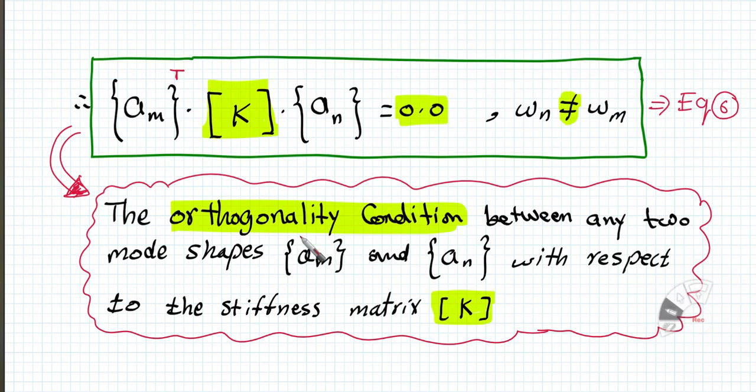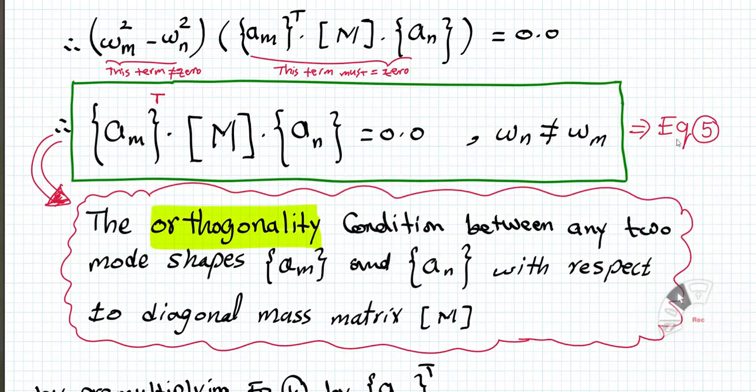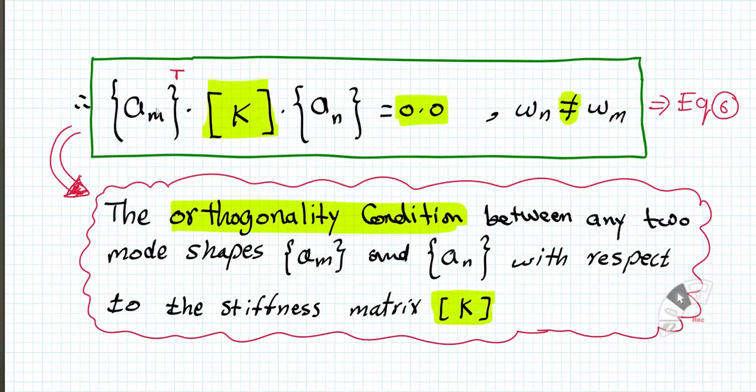Okay, so by this we now have two different orthogonality conditions in our minds, one related to the mass matrix, which is equation number 5, and this says AM transpose times M matrix times AN equals 0, and the other one is the orthogonality condition between any two mode shapes M and N, for example, but with respect to K, which is related to the stiffness matrix.